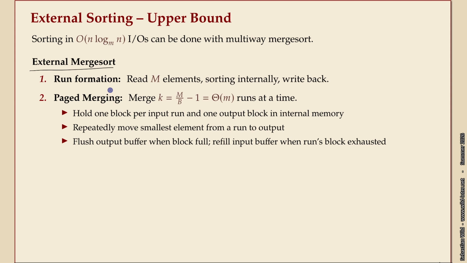The first stage is I'm going to read a chunk of M elements. I read them in one block at a time, fill my entire memory with M elements, and then sort them internally and write them back. So I'm assuming I don't need extra space for sorting. Maybe this internal step uses some sort of heap sort or quick sort. But you know, its computation is for free. The only cost this has is to read in the M elements. So one of these steps costs little m IOs.